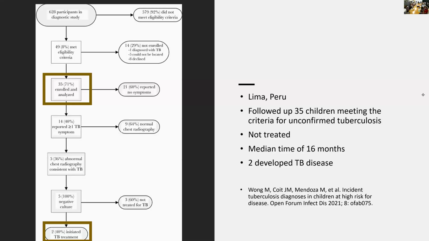And one more thing about unconfirmed TB is there's another study which was published in Peru. They followed up 35 children who met the definition for unconfirmed TB. And after 16 months of following them up, 5 of them had developed radiographic findings of TB, but finally the clinician decided to start TB treatment in only 2 patients. So even though we have unconfirmed TB, not all of them probably actually have TB.